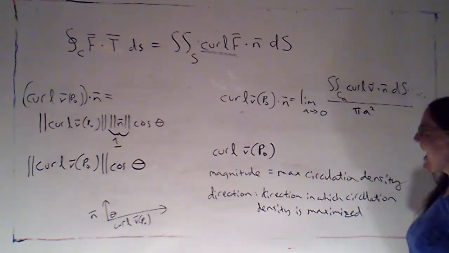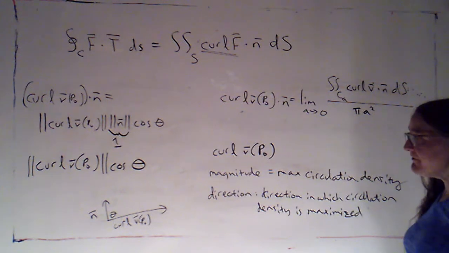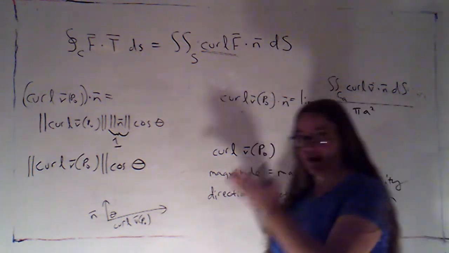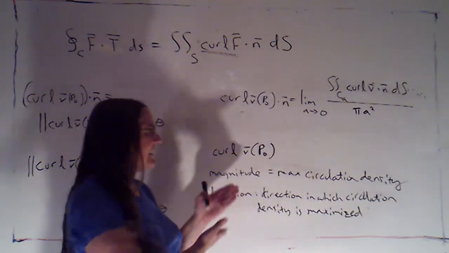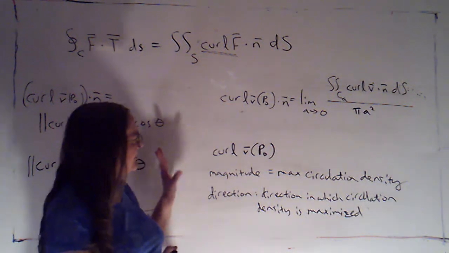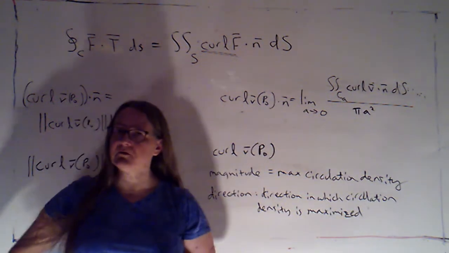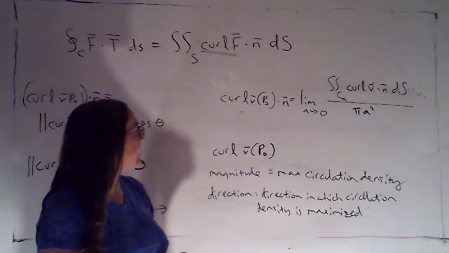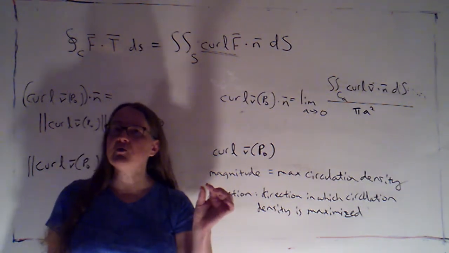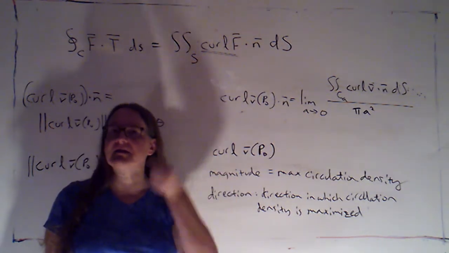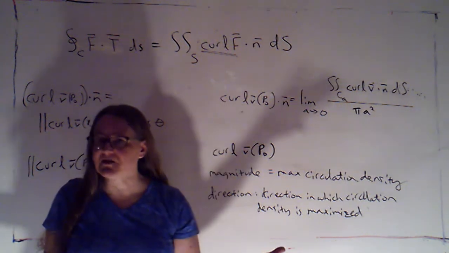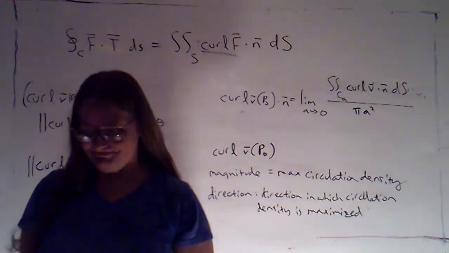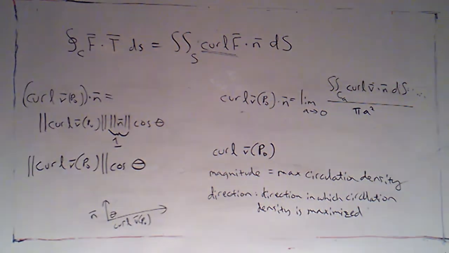All right, excellent. So kind of nice to have both the plug and chug, this is how you calculate it, and the here's what it means. And this is a little harder to wrap our brains around, I think, than some of the other things that we've had. But it basically has to do with how much the vector field is causing things to spin. And that's why it's called curl.